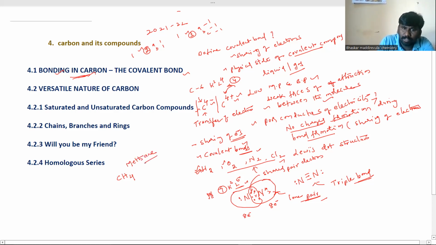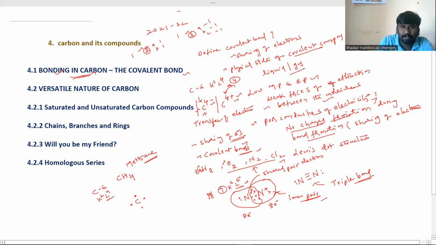Okay. So methane. We know carbon's tetravalency: 4 valence electrons. The atomic number of carbon is 6, so K2 L4. These 4 valence electrons are the ones we use for writing the Lewis dot structures.